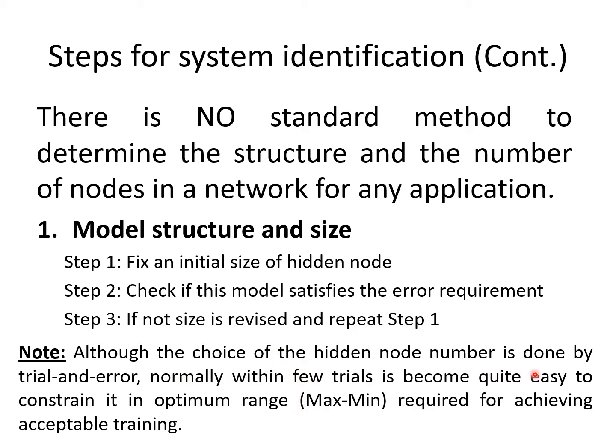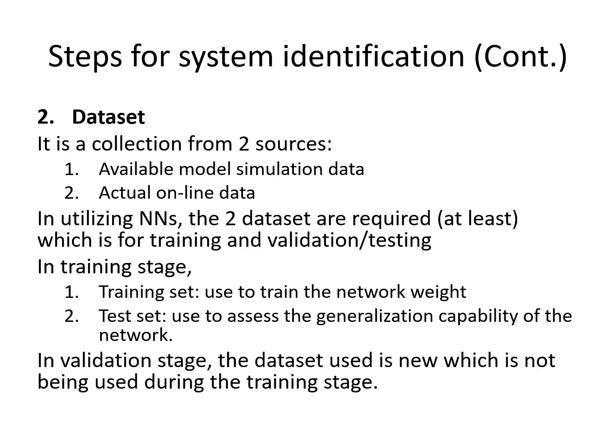So although the choice is done by trial and error, normally after a few trials you will get an optimum range for the number of nodes that we need. This is mainly for the hidden nodes, because the input and output are fixed by the system that we are going to model. We decide how many hidden nodes we need, or maybe how many hidden layers we need. What are the transfer functions, the activation functions, that we need to use for the system at hand? That's the first part, the model structure and size, basically the topology of the system.